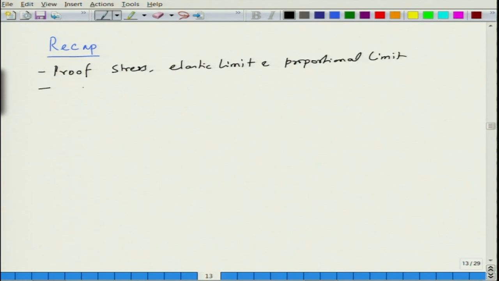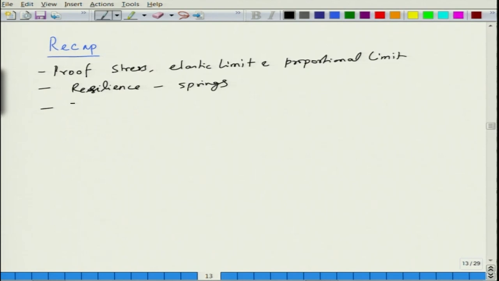Then we also looked at what is resilience, which is basically the ability of a material to absorb energy in the elastic region when deformed within the elastic region and then come back. So it's important for things like springs.